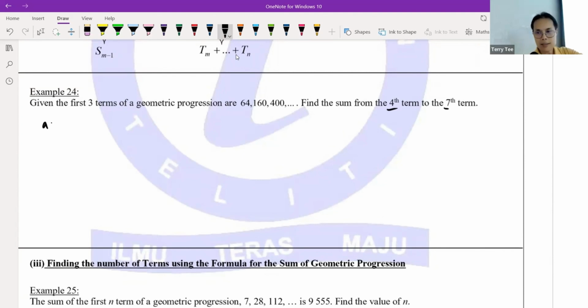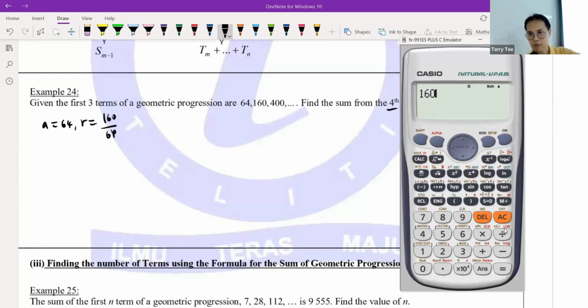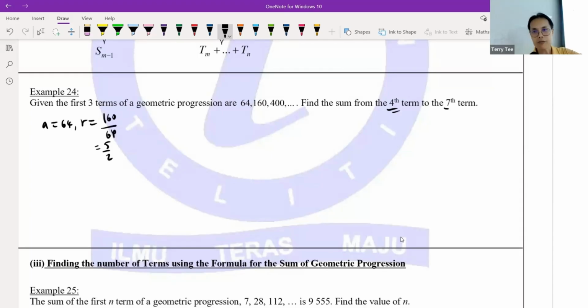Your A is 64. Your common ratio is 160 over 64. What is that? 160 divide 64. That will give us 5 over 2. Okay, you're finding the sum from the fourth term to the seventh term. That means you're finding T4 to T7. So let me put a dot here. It is S7 minus S3.